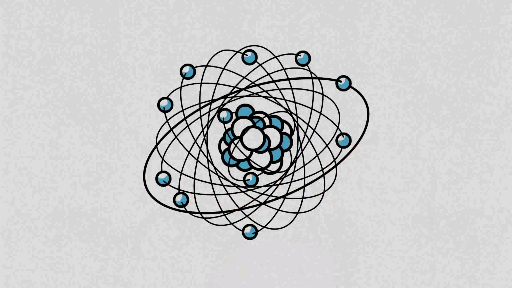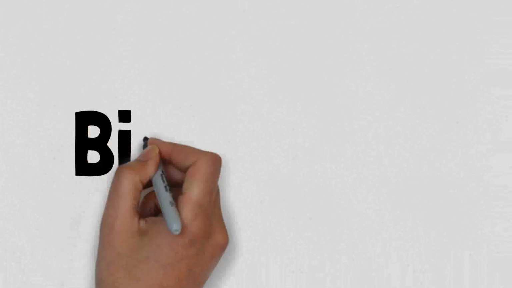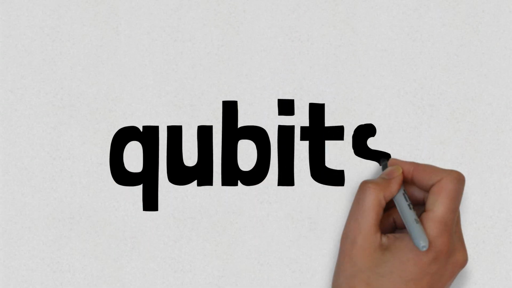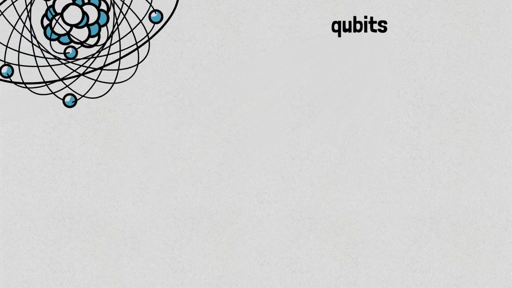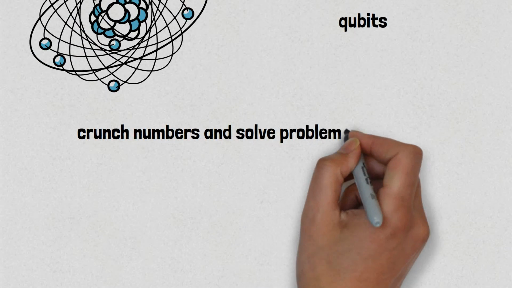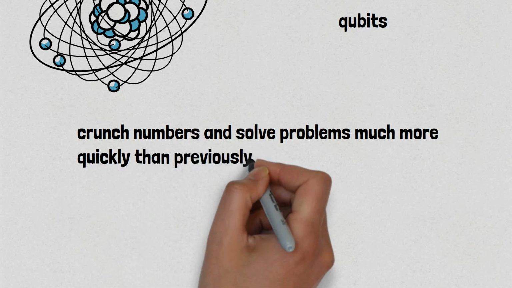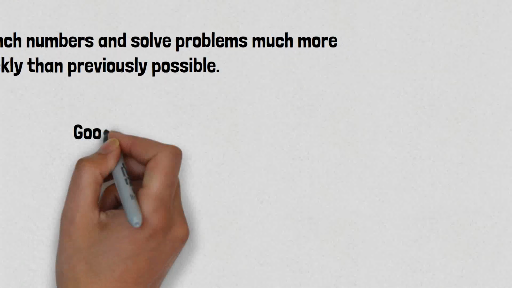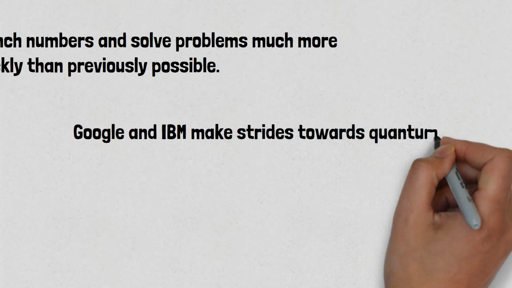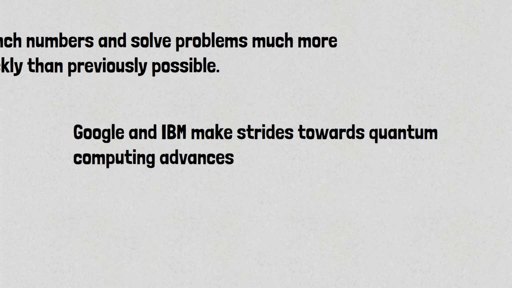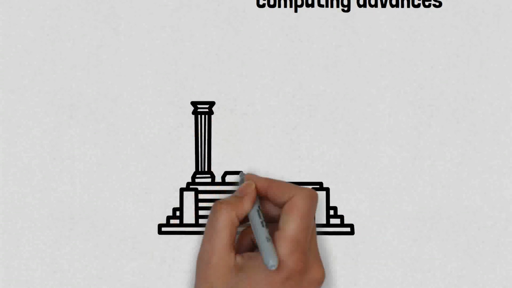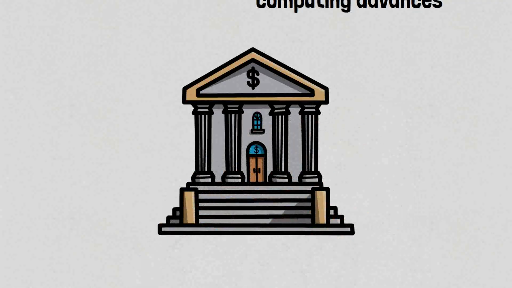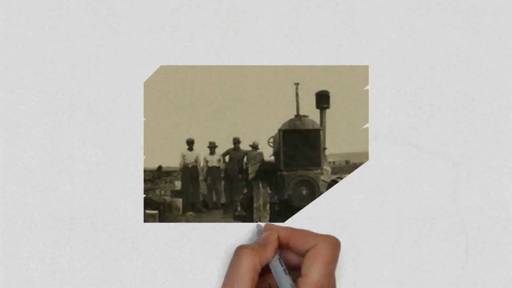Quantum computing uses powerful computers to solve problems at the atomic and subatomic levels. Unlike classic computers, which perform calculations and store data in binary code, quantum computers use quantum bits, also known as qubits. This allows quantum computers to crunch numbers and solve problems much more quickly than previously possible. While large tech companies like Google and IBM make strides towards quantum computing advances, the field remains in its infancy. Other fields that can benefit from quantum computing include banking, transportation, and agriculture.